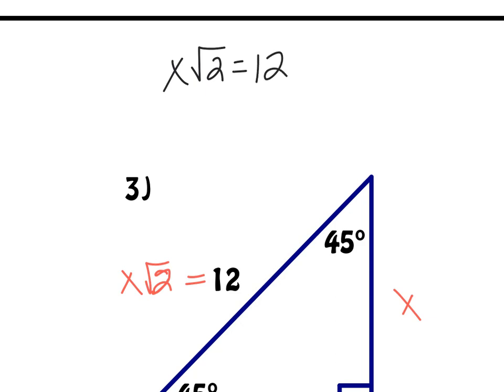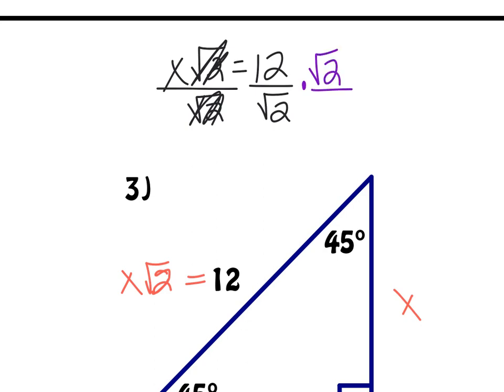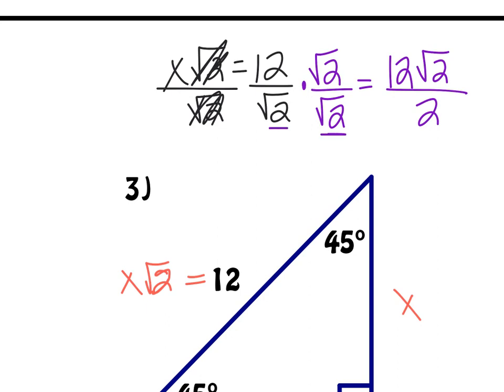And you guys know from previous examples that we have to divide by the square root of 2 on both sides. So they cancel out here on the left-hand side. So we get that x equals 12 divided by the square root of 2. This is where properties of radicals come in because we can't have a square root in the denominator. So we're going to multiply the top and the bottom by the square root of 2. So we end up with 12 square root 2 divided by 2 because square root 2 times square root 2 is the square root of 4, simplified as 2.